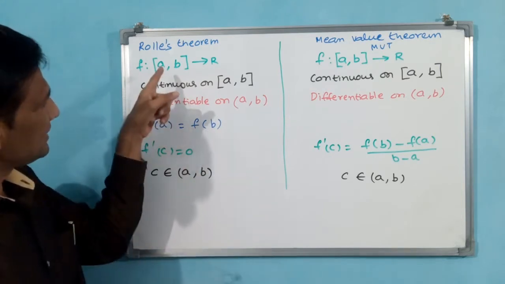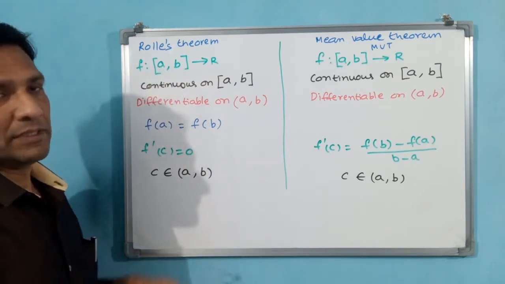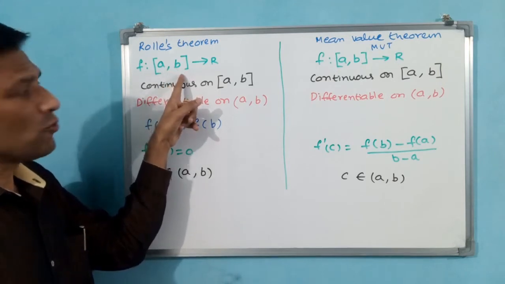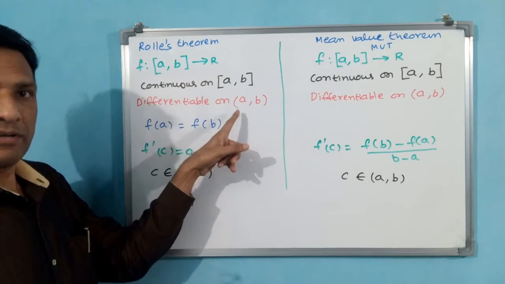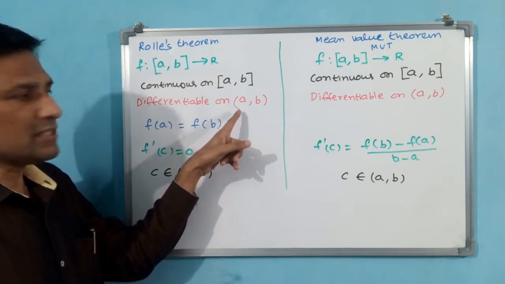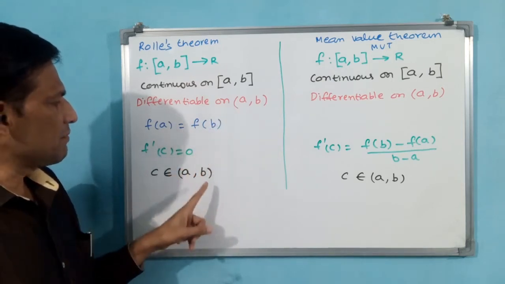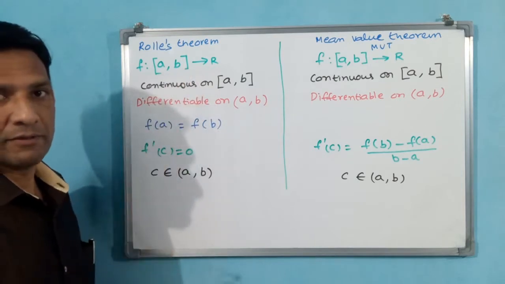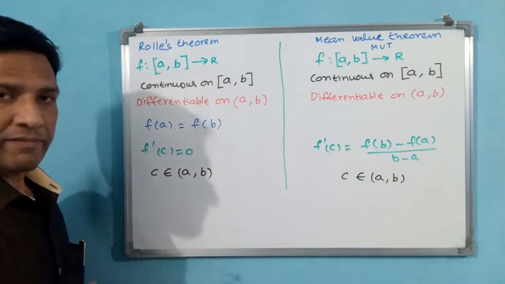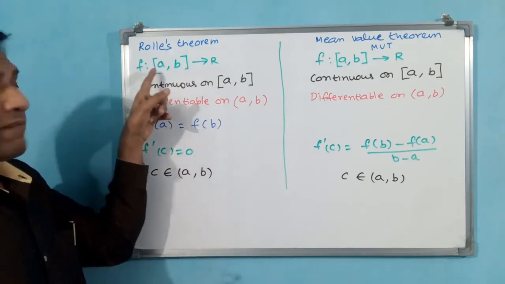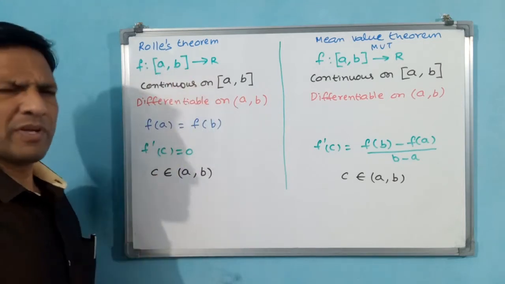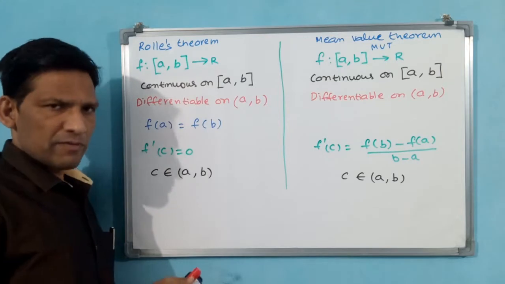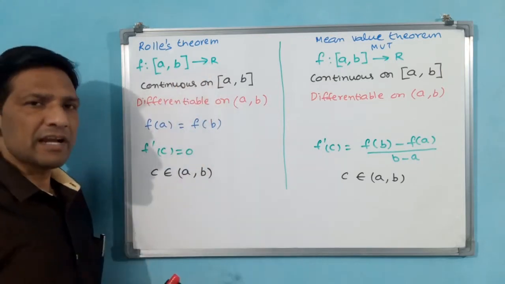Write it like this, as a bracket. Don't write a parenthesis here. Where a parenthesis has to be written, there only write a parenthesis. This is parenthesis, parenthesis, parenthesis, bracket. Both are different. f from [a, b] to R is the first condition. That means this function is a real function, real valued function. Why? Because R is the real numbers.